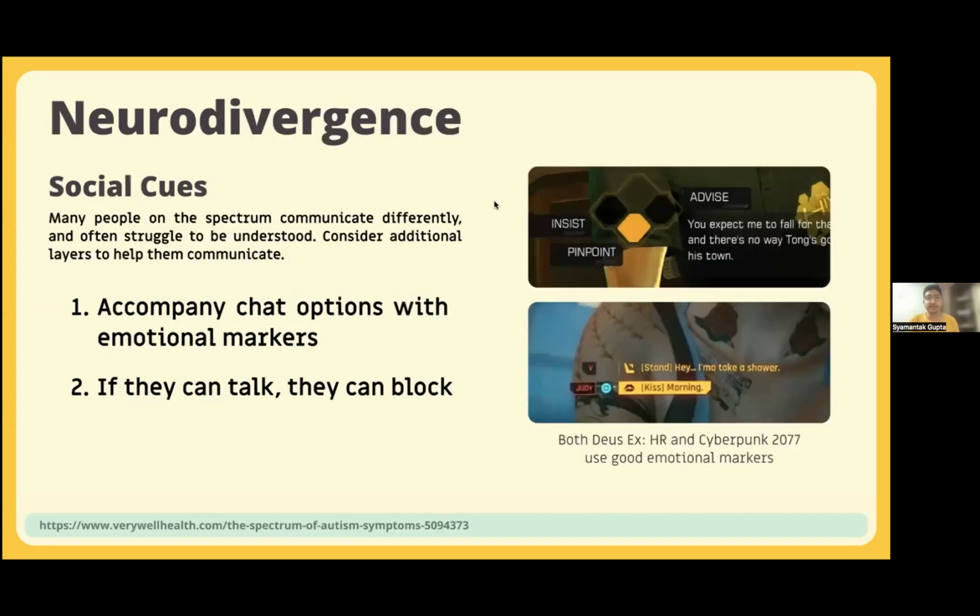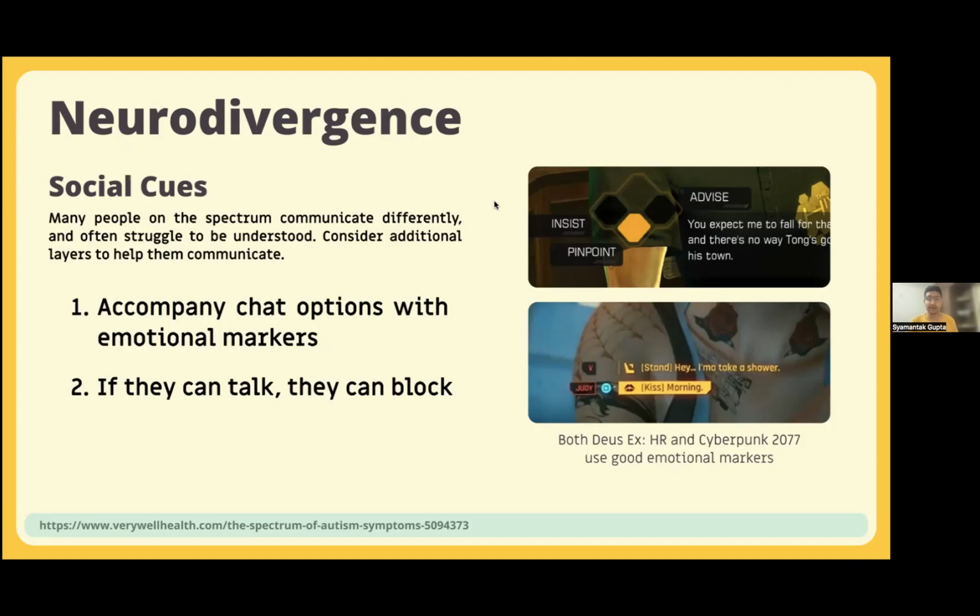Now, neurodivergence, it's a vast, vast topic. So we'll look at two very specific cases, right? One will be communication, especially in-game communication. Neurodivergent people typically, I would say, have certain issues with communication, right?